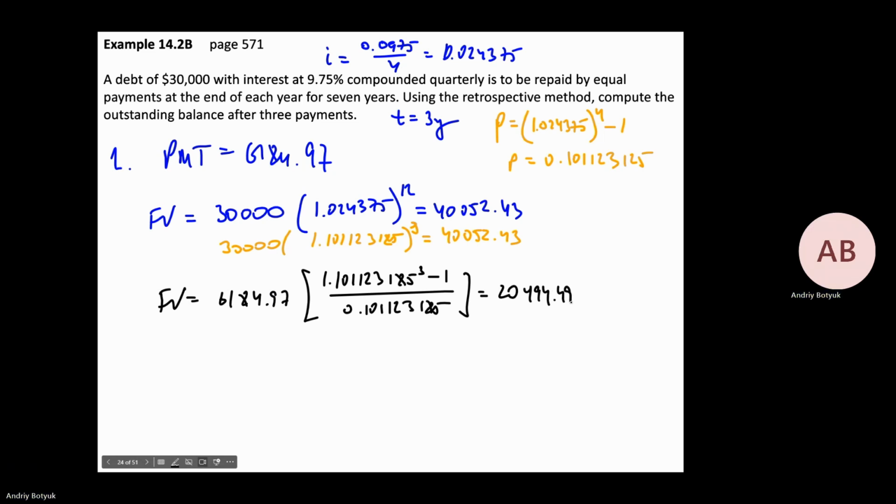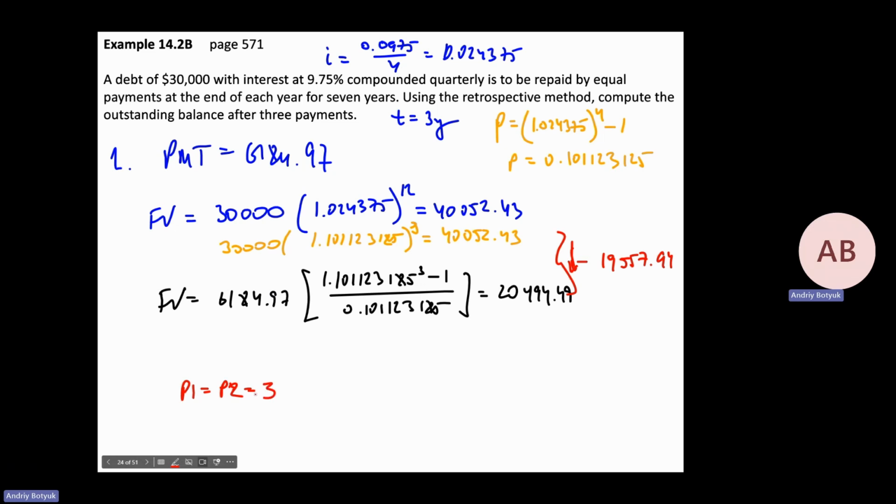$20,494.49. Now what do I do? I subtract like this, right? Subtract top from the bottom. So 40,052.43 minus 2,494.49. I have $19,557.94. Now if I go P1 equals P2 equals what?